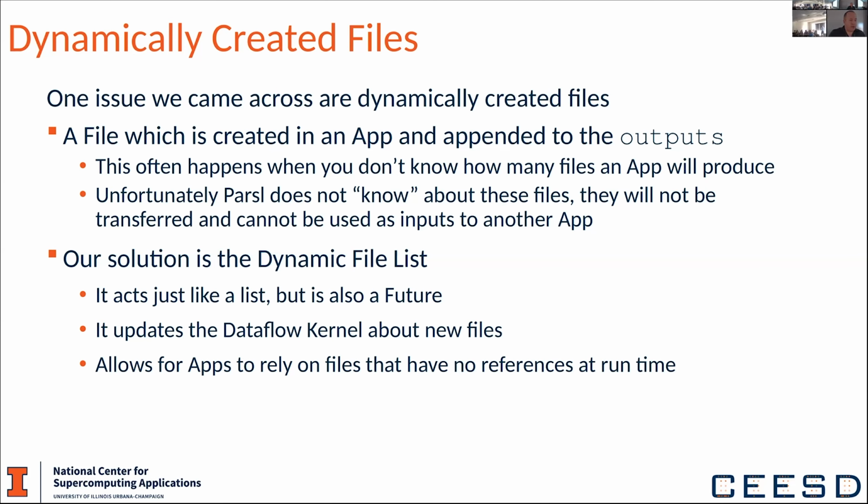So what we did was create what we call a dynamic file list. It acts just like a Python list, but it's also a future. So it'll hold the position in the processing until the particular app is complete, and then the files that are in the output will get properly processed by the data flow kernel. It allows the apps to rely on files that technically at runtime don't have a reference to them until they're actually created.